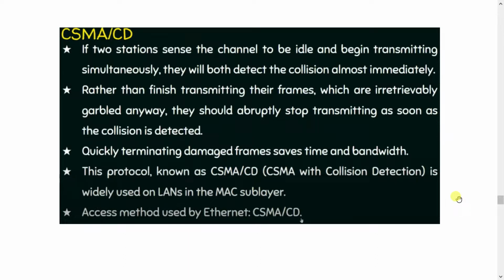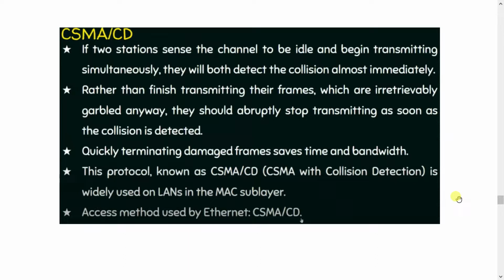No need to continue wasting my energy and resources to complete the transmission of a frame that I'm pretty sure is not going to go through because of collision. So this is the beautiful thing about collision detection. It quickly terminates damaged frames, thus saving time and bandwidth. It saves power as well, because if you were to continue transmitting, you would waste too much power compared to stopping your transmission immediately after detecting a collision. So you save time, bandwidth, and power.